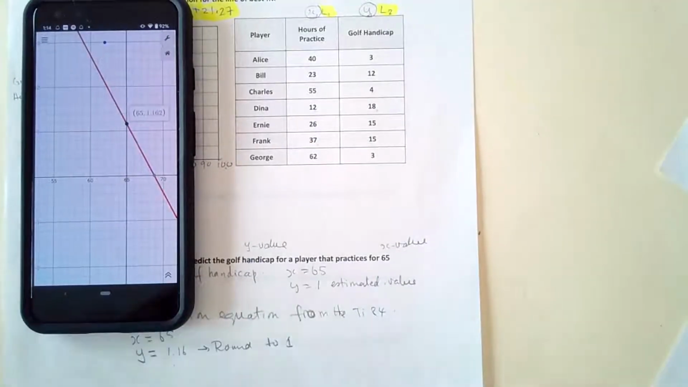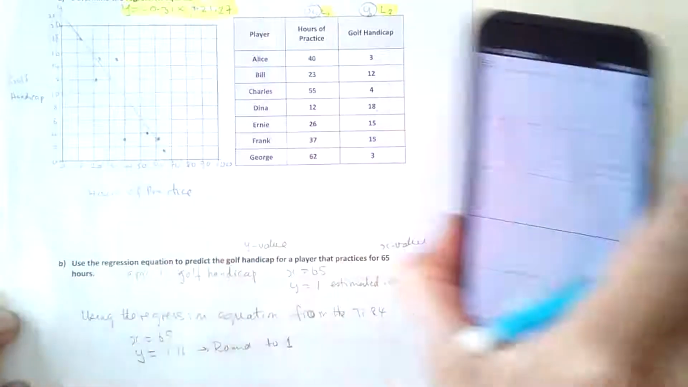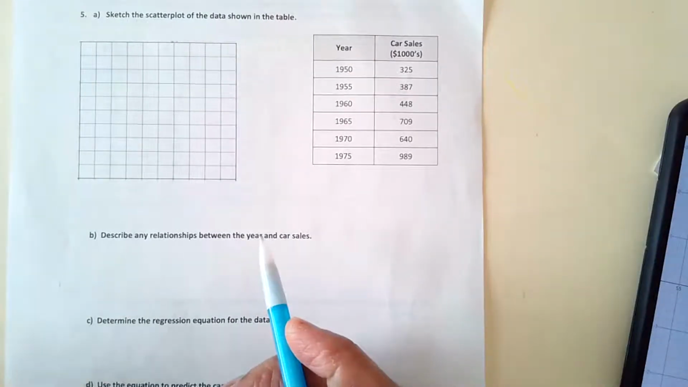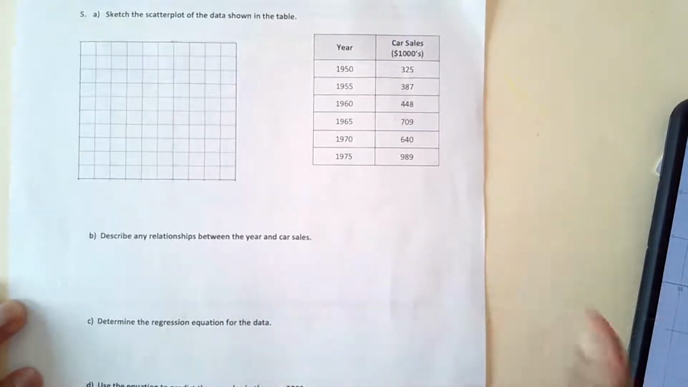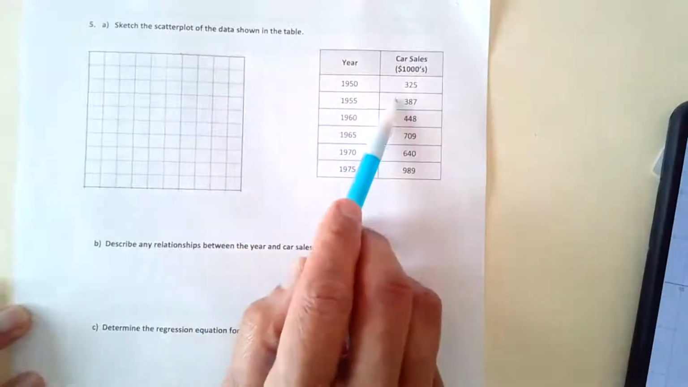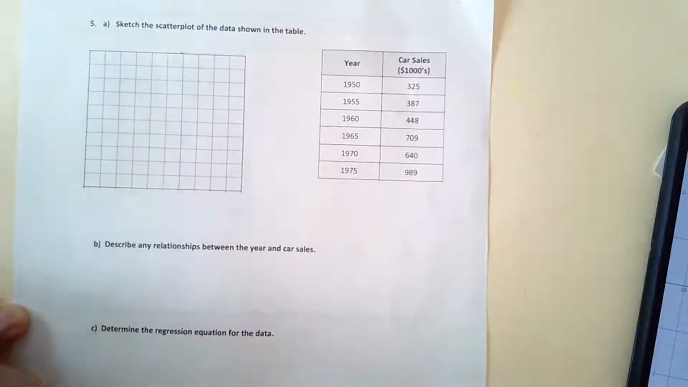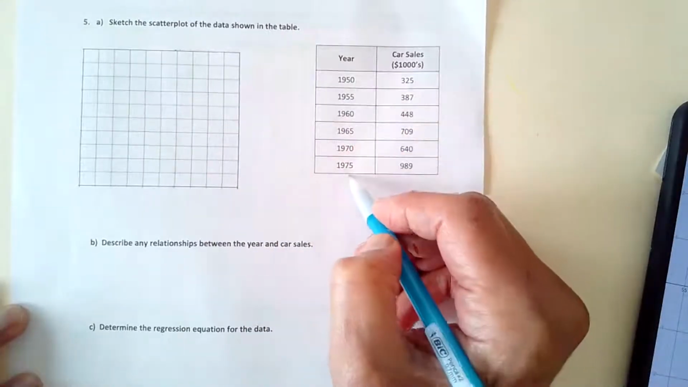So that's it for this question. Now, the next question, I would like you to try it out. In this case, I'll give you a head start. Here you have a table shown below. Here we have year and car sales. This is a little bit trickier one because you're starting off from the year 1950 to 1975.